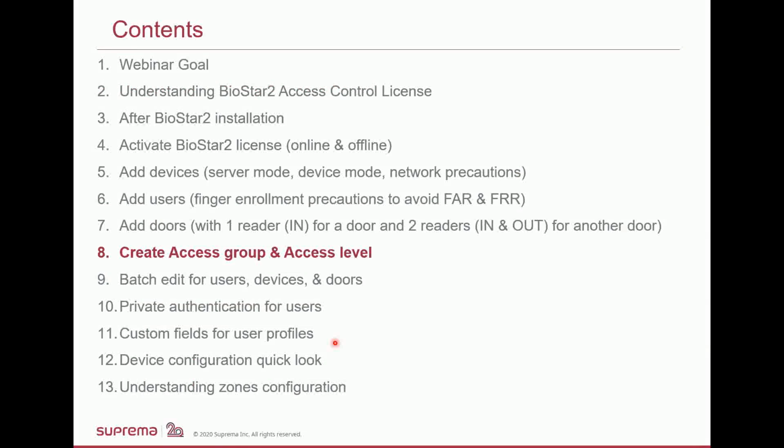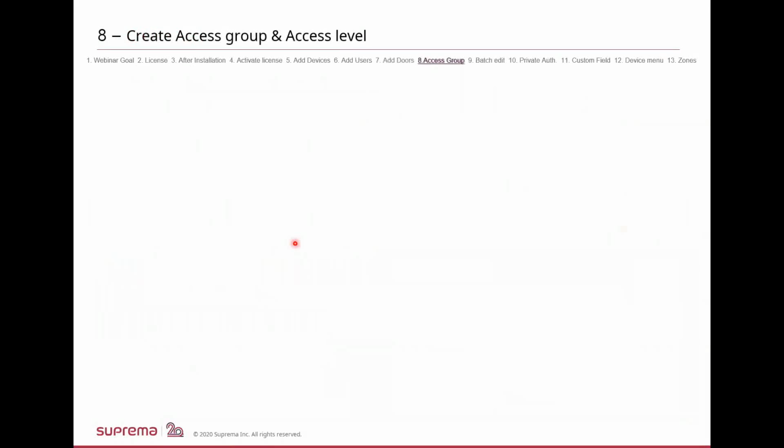Now, let's talk about one of the critical things: access group and access level. So what is an access group? An access group is a user or user groups that has the right to access one or more access levels. So, a couple of users are going to have access to an access level.